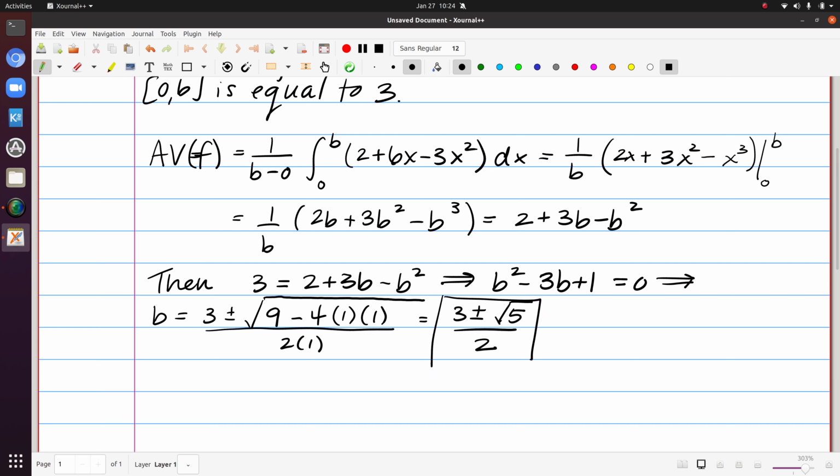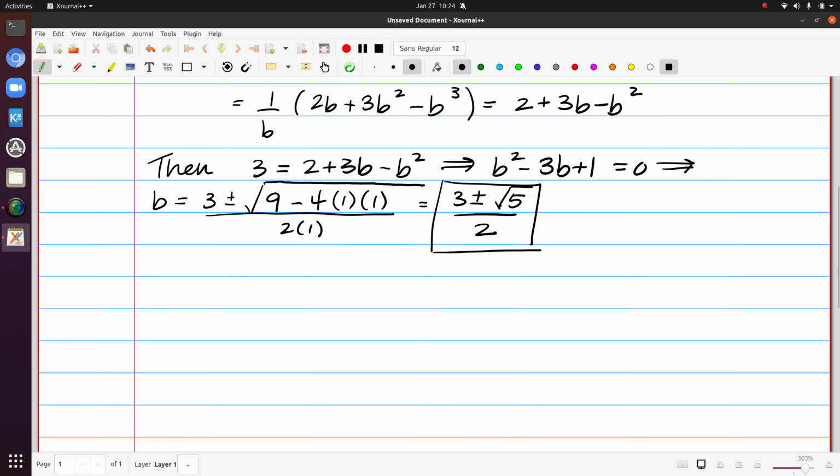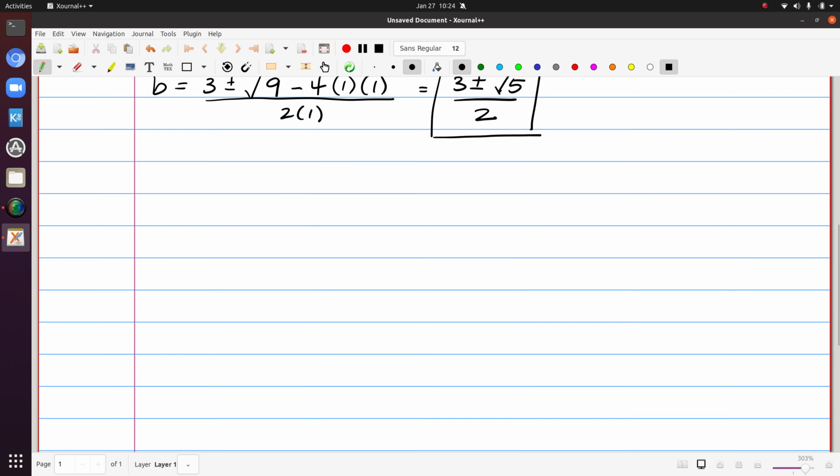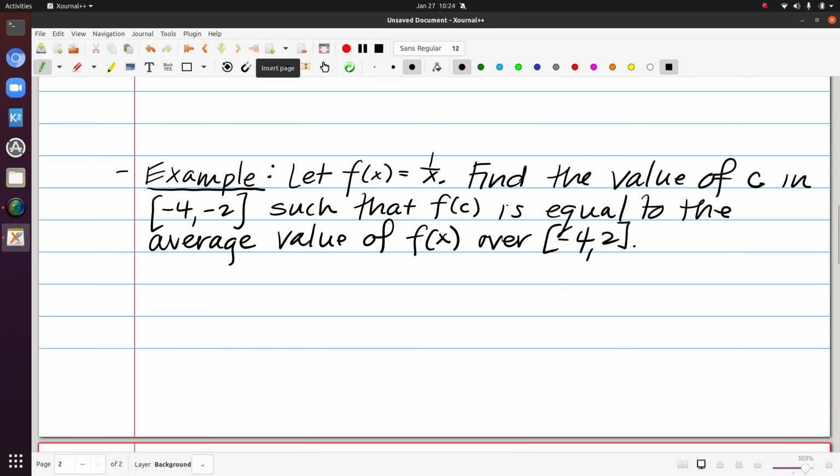So we see here that there are actually going to be 2 different values of b that would work. And of course, we could go back and check this to see that the average value that we get ends up being 3. So that's one of our examples. Down here, I've written another one. Let me get another sheet.